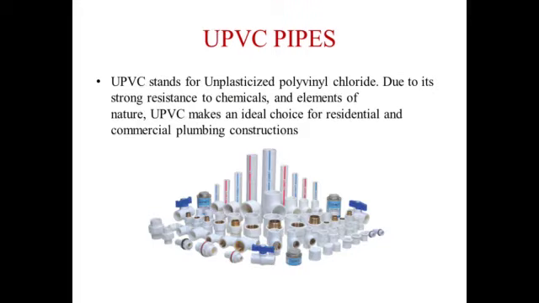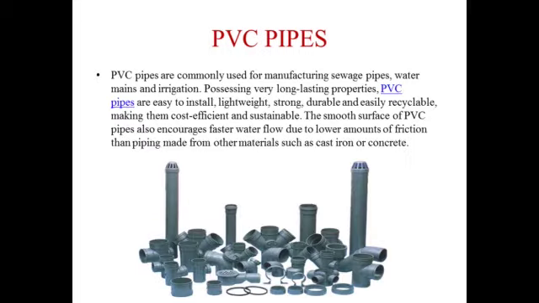Next, UPVC pipes. UPVC stands for unplasticized polyvinyl chloride. Due to its strong resistance to chemicals and elements of nature, UPVC makes an ideal choice for residential and commercial plumbing construction. In this also, we can say that resin is the main item which can be used to change the component from CPVC to UPVC. UPVC fixtures are not available and fixed to the CPVC pipes.